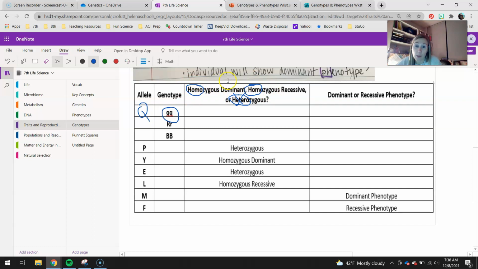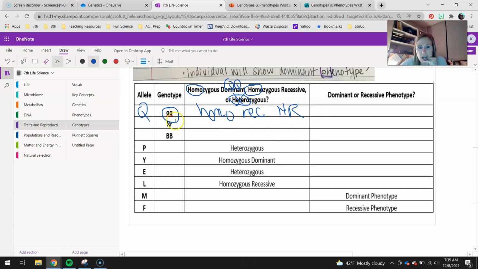Remember that if it's dominant, we're going to use capital letters. So if this were homozygous dominant, we'd use capital Q, okay? We use little q, so that means this is homozygous recessive. I'm just going to put homo rec so you guys know. Or you can do an HR, that's fine too, okay? If you're doing this on paper, I'd prefer you write it out, but obviously you're at home, so you're doing it on the computer.